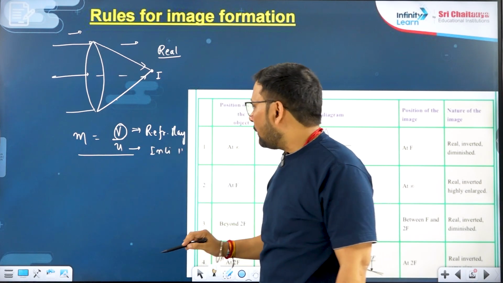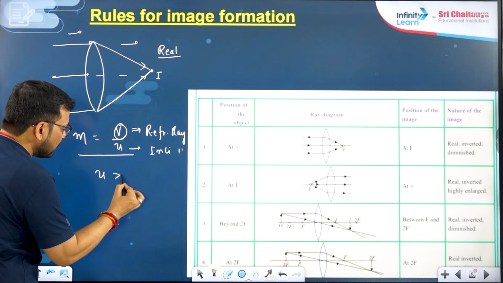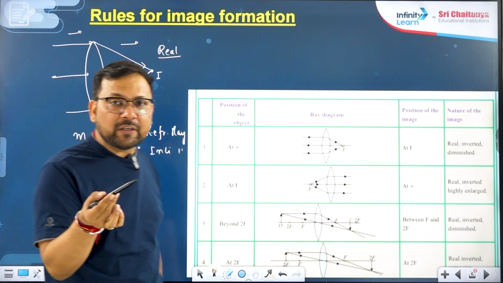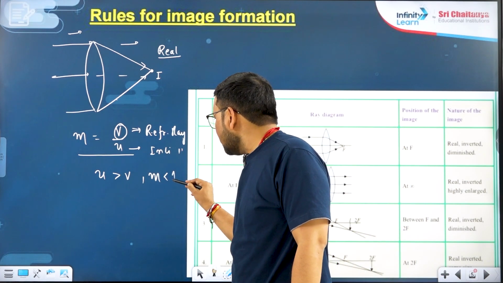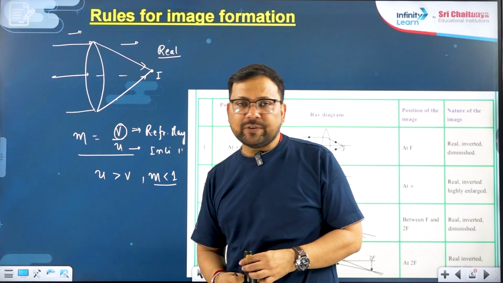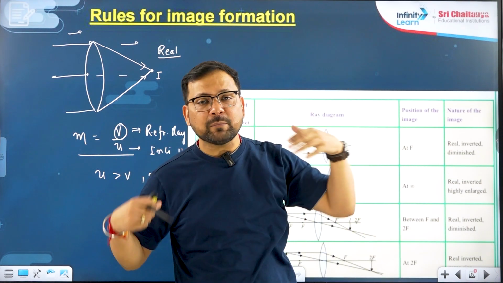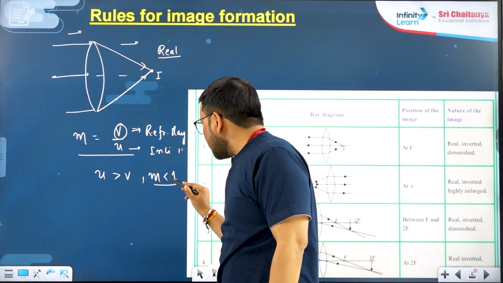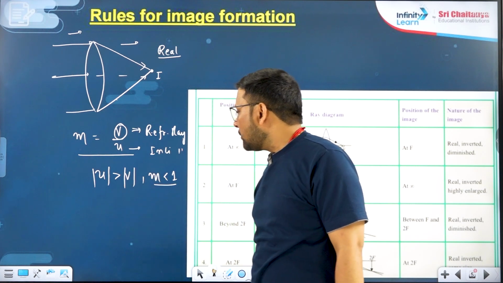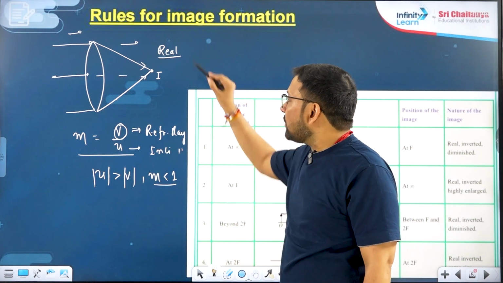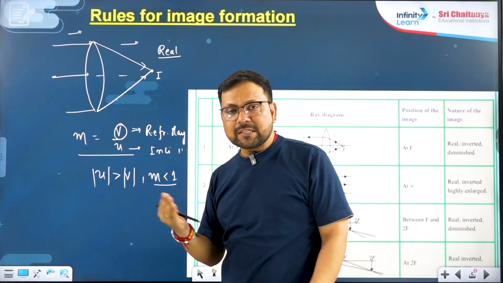That is the condition. Now you see here, your u is at infinity, so obviously u is more than v. When u is more than v, the denominator is more, so magnification is less than 1, and then it will be diminished. Enlarged means it is zoomed, magnified. So magnification less than 1 can only be decided by comparing the magnitude, the numerical value, of u and v. Real we got because rays are actually converging. Diminished we got because u is more than v, so it is less than 1.